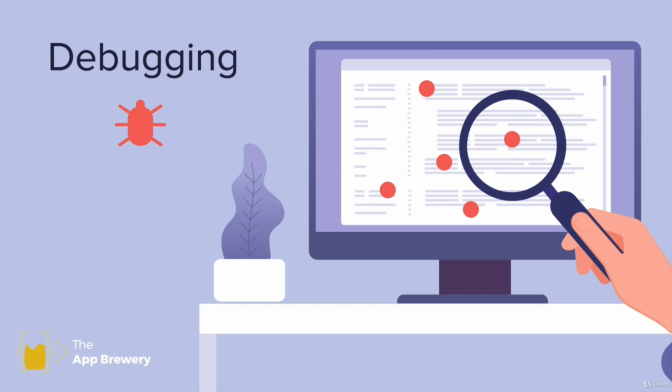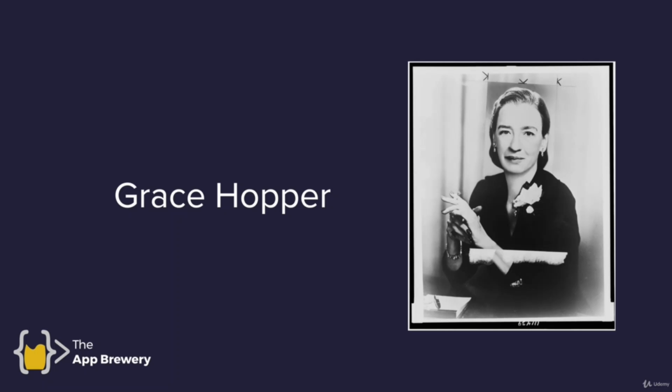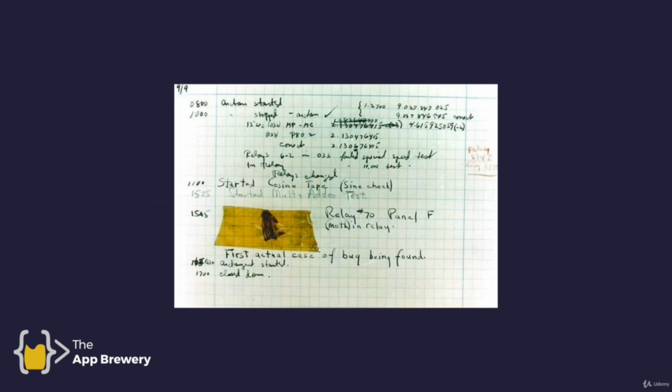Now, the first documented bug was actually found by this lady, Grace Hopper. She was probably one of the first programmers and one of the pioneers of the job that we're undertaking right now. In her notes, you'll find a moth that's been taped to the notebook. This was found in a relay that was preventing her code from running properly, and this was pretty much the first actual case of a bug that's been found in a computer.